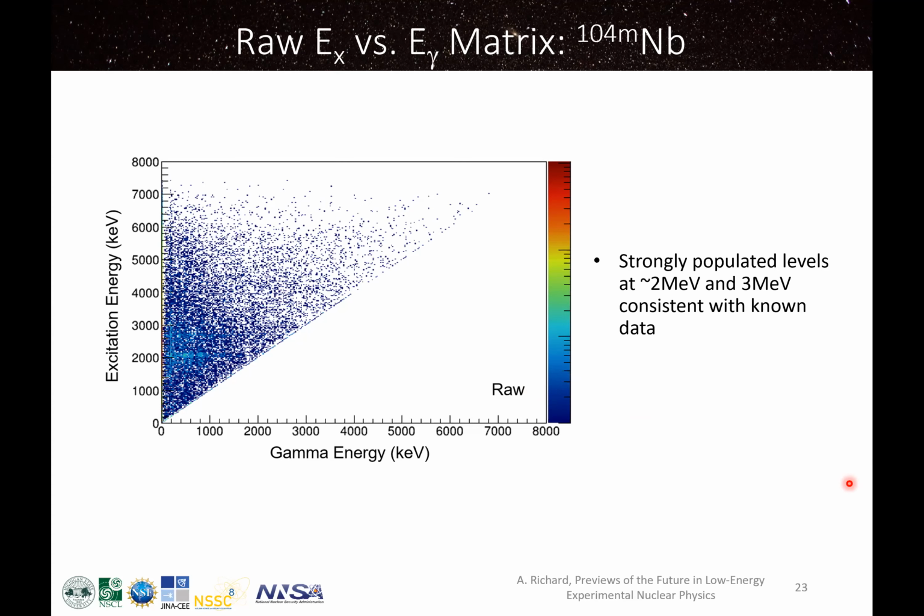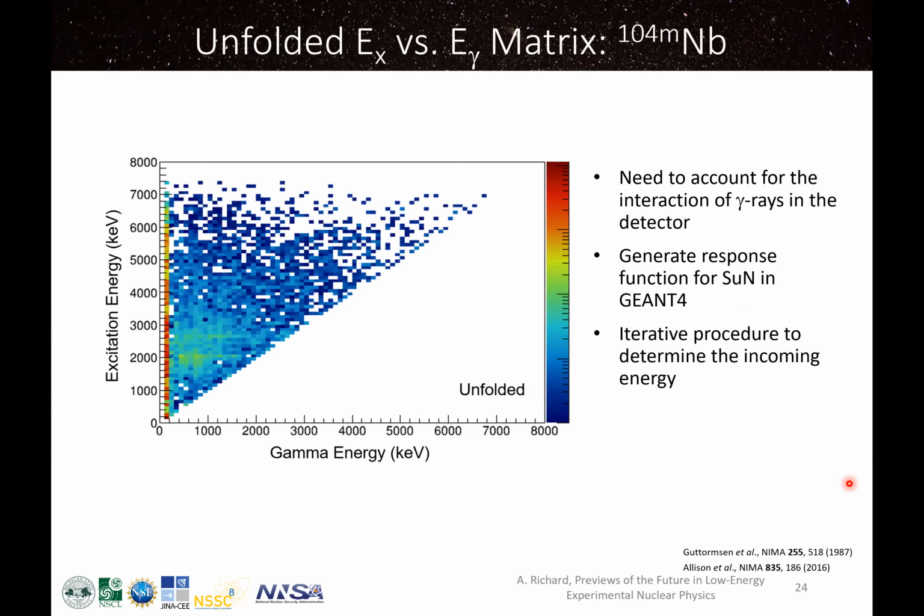Starting with our raw matrix, the next thing that we have to do is unfold this matrix to account for the detector response. This is the same excitation energy versus gamma ray energy, but what's different now is that we've accounted for every single interaction of gamma rays at each excitation energy bin. There's a response function for SuN that's generated in GEANT4, and then we have an iterative procedure to determine what the incoming energy is of each different gamma ray. So this matrix represents the raw matrix, but with the detector response accounted for.